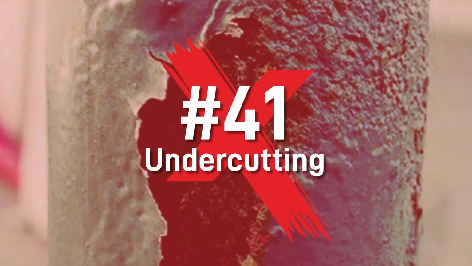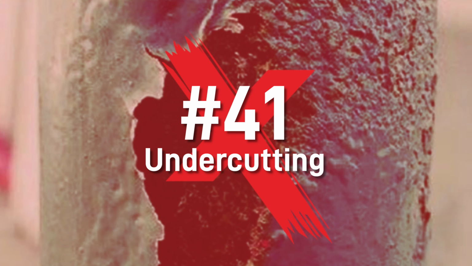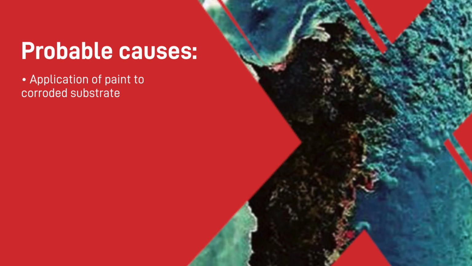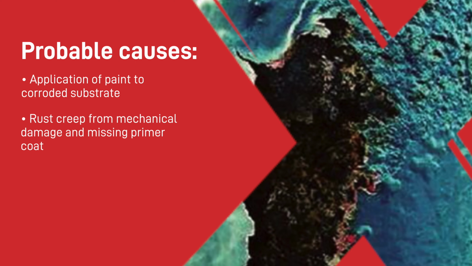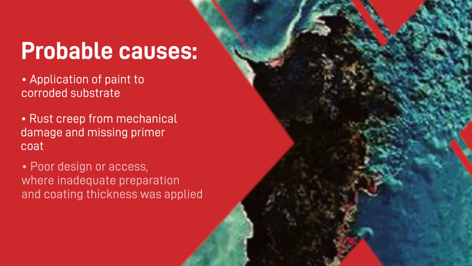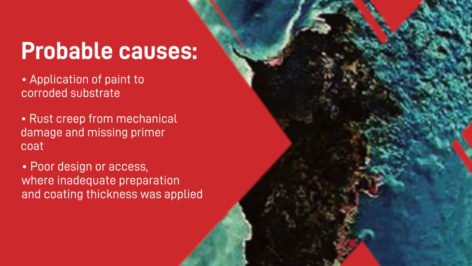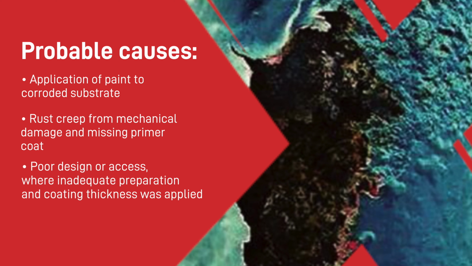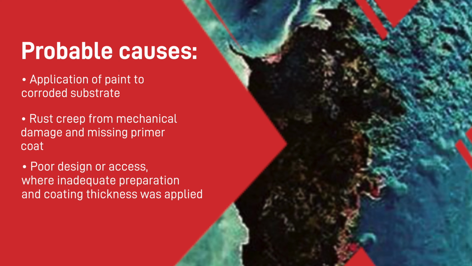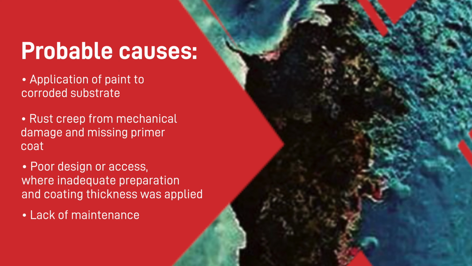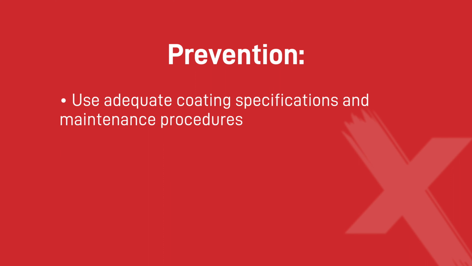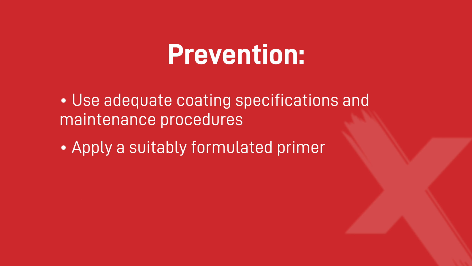Defect number 41 is undercutting. It creates an effect that looks like one coating running into another with a thick edge. The most likely cause of this is the application of paint to a corroded substrate. You may see rust creep from areas of mechanical damage which results in a missing primer coat. Undercutting often shows in areas of poor design and access where inadequate preparation and coating thickness was applied. In these same areas, maintenance may be difficult, which can cause the undercutting to worsen. To prevent this, use adequate coating specifications and maintenance procedures and apply a suitably formulated primer.